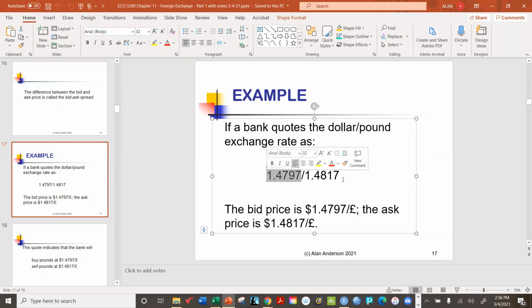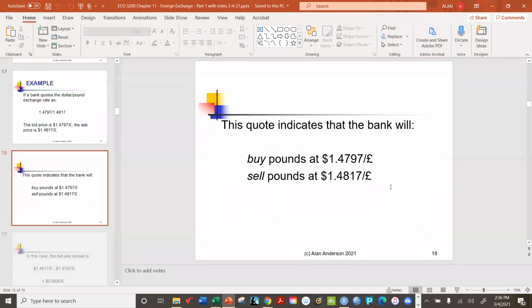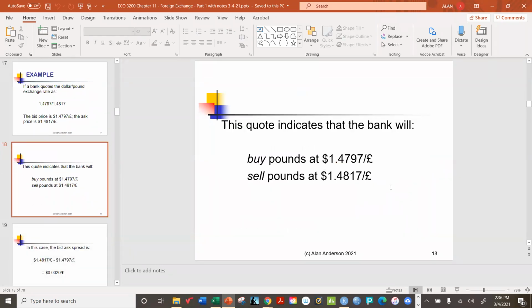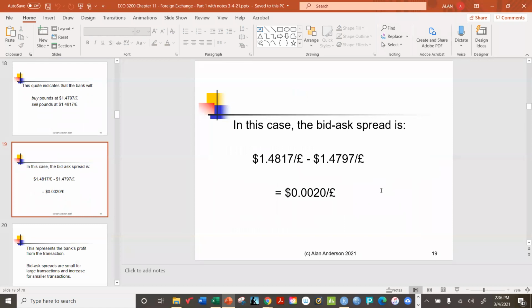So the difference between these two numbers is called the bid-ask spread, and that's the source of the foreign exchange dealer's profits. Okay, this is how they make their money, by charging a higher price when they sell and paying a lower price when they buy. Every transaction puts money in their pockets. And this is how it's done in a dealer market like foreign exchange.